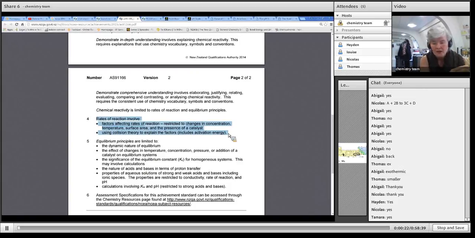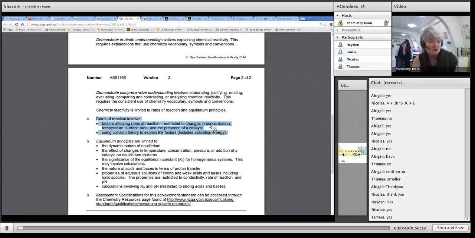So first of all, your particles have to collide, and they have to collide with enough energy to overcome the activation energy. The other one was that they have to be the right orientation. They've got to collide in the right way. If they collide where the wrong atoms are together, then nothing's going to happen. And then you had the factors. You had to explain the factors.